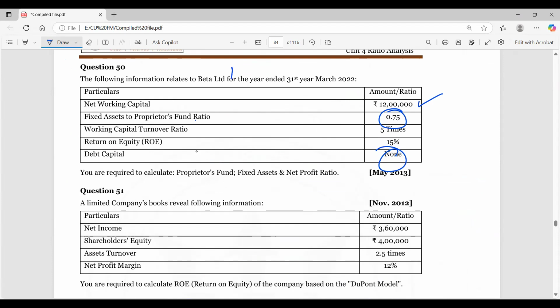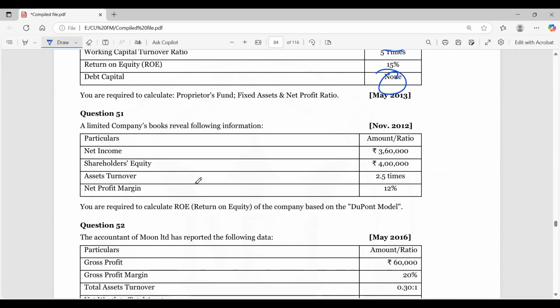Okay, so 50 is homework. So 51, nothing. Yesterday only we discussed DuPont model. What is the first component of DuPont model? Net profit margin into total asset turnover into equity multiplier, which is total asset by total equity. It will not take more than a minute to solve this question. All the figures are given. You can just solve it.